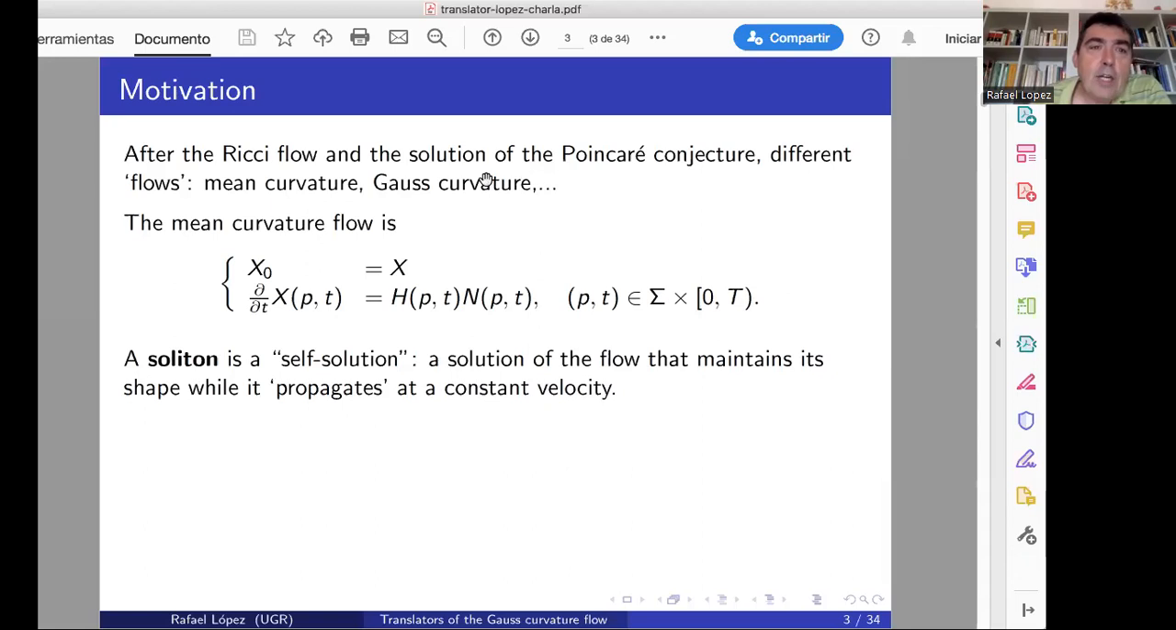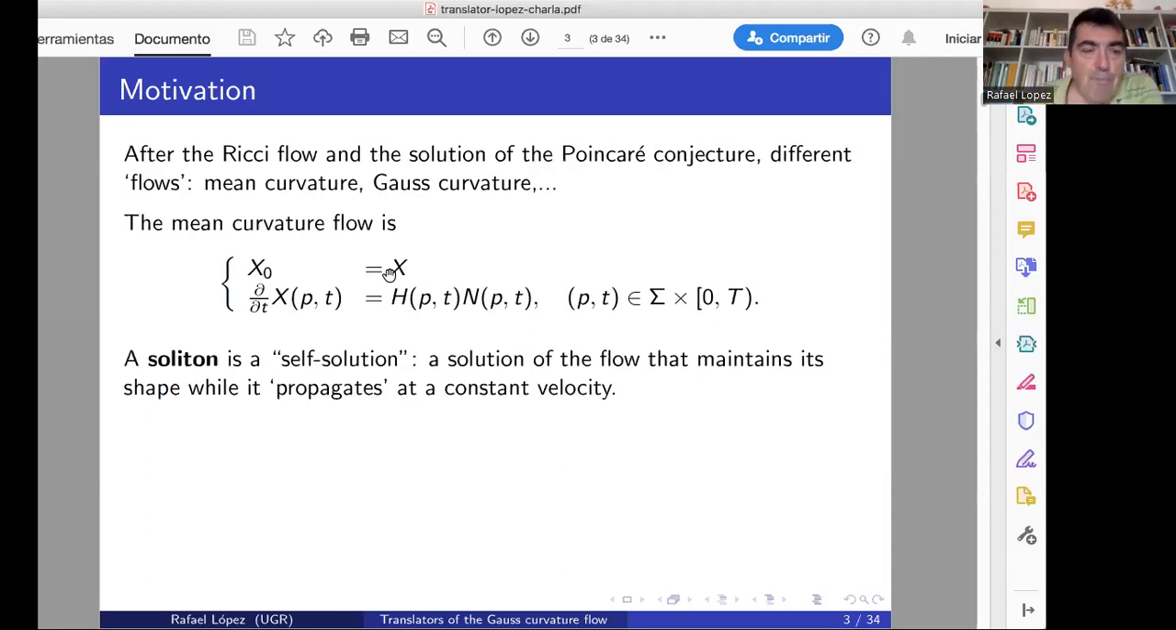From the conjecture, many people consider other flows, not only the Ricci flow, which is used in the solution of the Poincaré conjecture, but also the mean curvature flow and the Gauss curvature flow. For the mean curvature flow, the idea is to consider a one-parameter family of surfaces satisfying this equation. This is the derivative with respect to the time, which is the mean curvature times the Gauss map at each point of the surface. And at the initial time, you have a fixed surface.